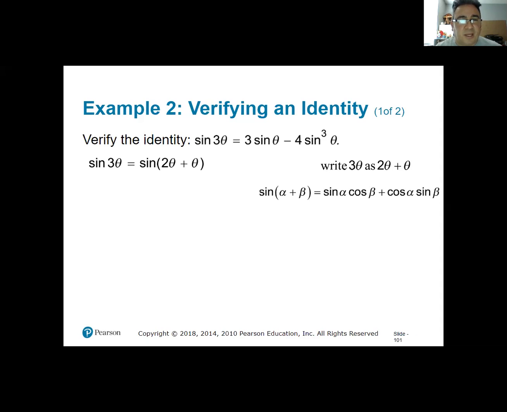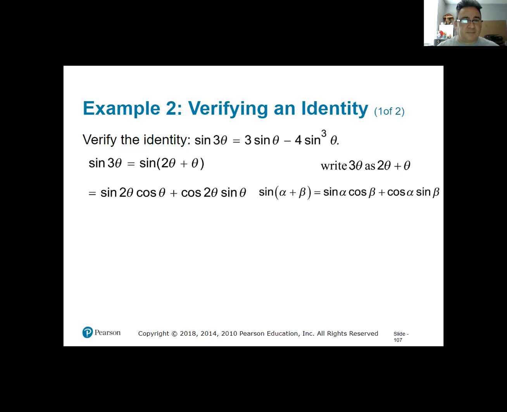We have sine of 2 theta plus theta. So it should say what? What's the first one going to be? What's my alpha? It's sine of 2 theta. Sine of 2 theta, cosine of theta, plus cosine of 2 theta, sine of theta. Good job.